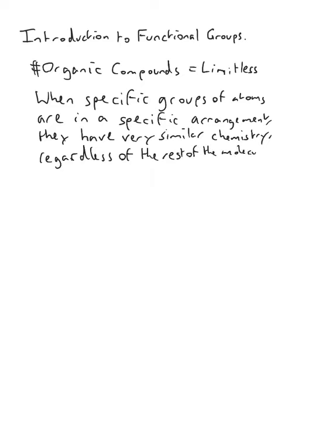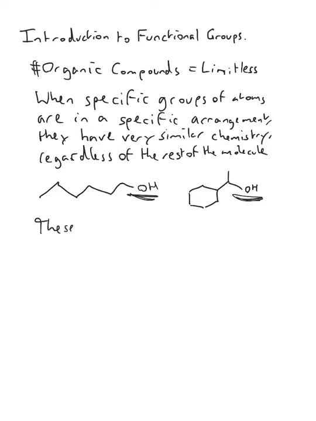What do we mean by that? We would say that this compound, referred to as an alcohol, would have the same chemistry as this compound, solely because it happens to have an OH group attached to a carbon. These arrangements are called functional groups.